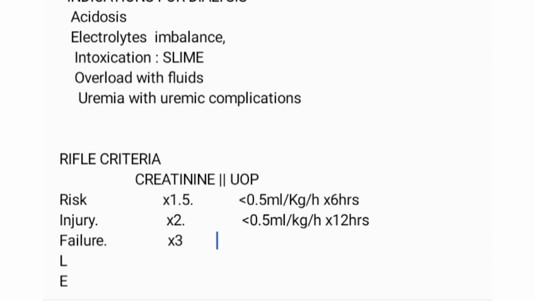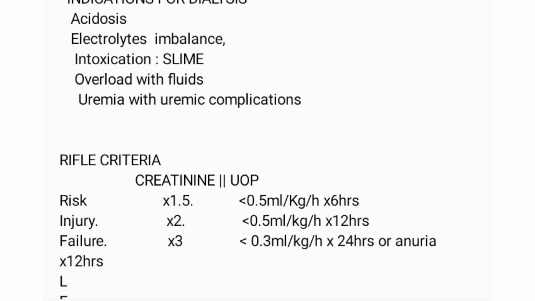Then for urine output, under failure, the urine output is usually less than 0.3 mL per kg per hour, but this happens in 24 hours, or someone just has anuria for 12 hours. You can still call it failure. So someone who comes with anuria for 12 hours, you can still call it failure. That's basically the most important things about the RIFLE criteria.